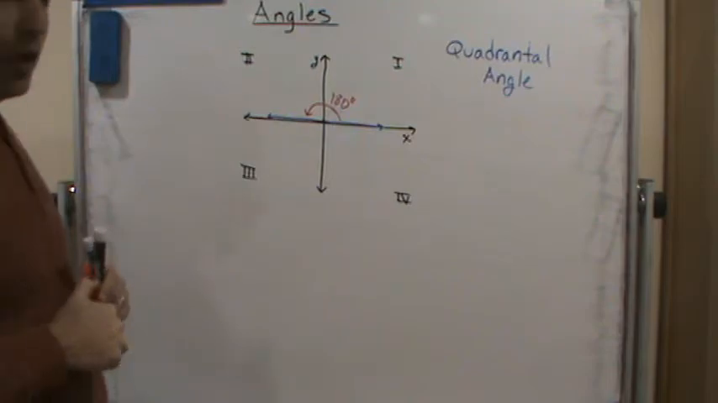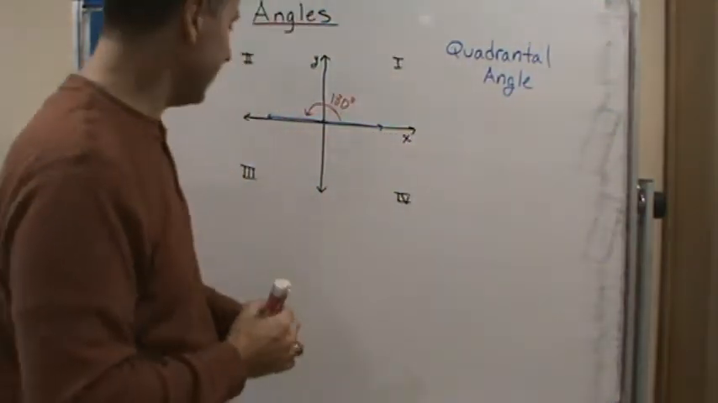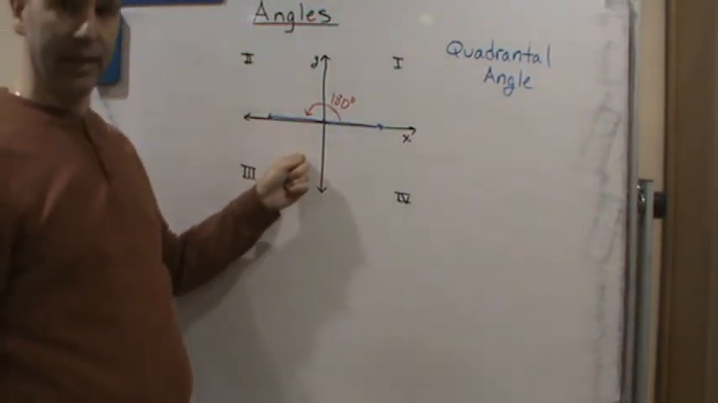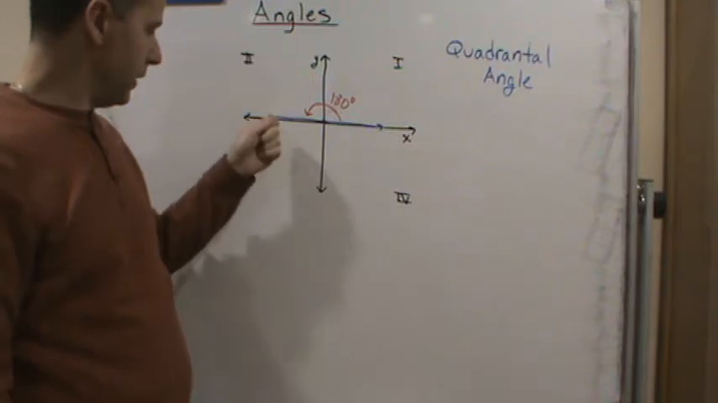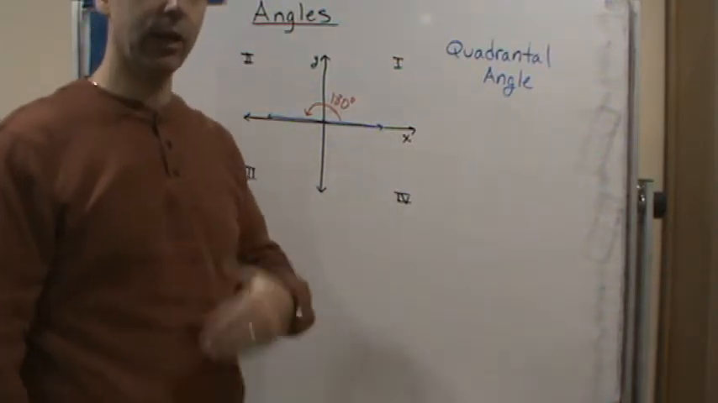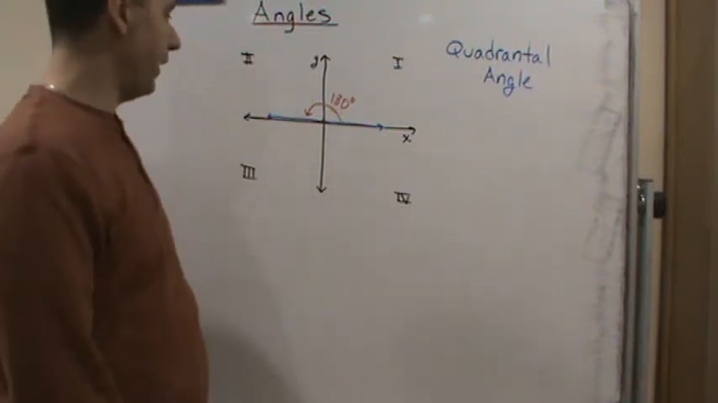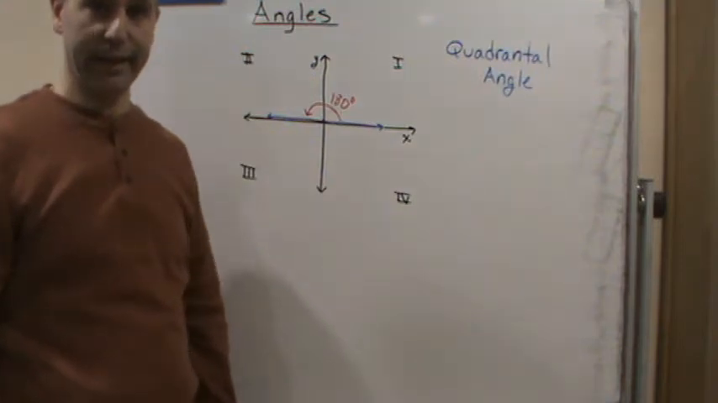If I know that an angle is 215 degrees, automatically I know that angle has to be in the third quadrant, because 215 degrees is between 180 and 270. Or if the angle is 120 degrees, then I know it's got to be in the second quadrant, because it's bigger than 90 and less than 180.